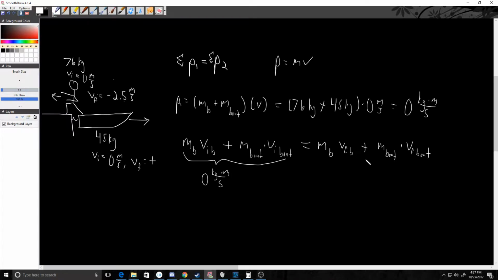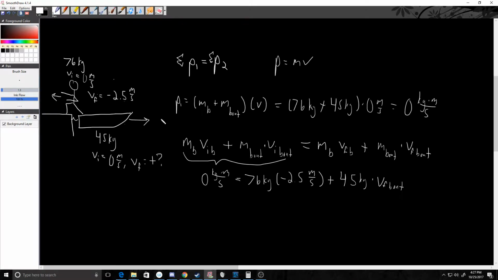Do one of those, okay? So now I need to fill in the stuff I need to do over here. The mass of the boater was 76 kilograms times the final velocity of the boater. In this case, we said that was negative 2.5 meters per second, plus the mass of the boat. We said that was 45 kilograms times the final velocity of the boat. And that's what we're looking for, all right?